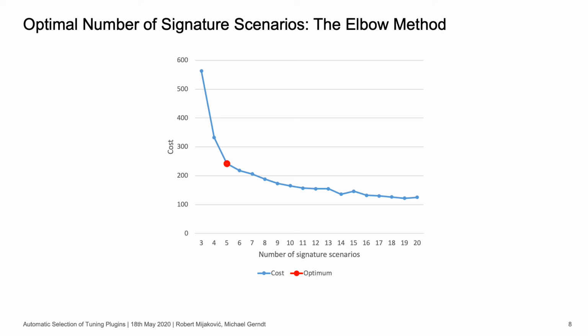In the graph, we can see that the cost for the signature size of 3 is roughly 550. With the size of 4, it drops significantly to 330, and with 5, it drops further to 230. But as we increase the number of signature scenarios to, for instance, 6, it drops very, very little to 210, and then with 7 it drops approximately to 200. And for that reason, the optimal number of scenarios is selected as 5. On top of that, we slightly penalize a too small or too big number of signature scenarios.